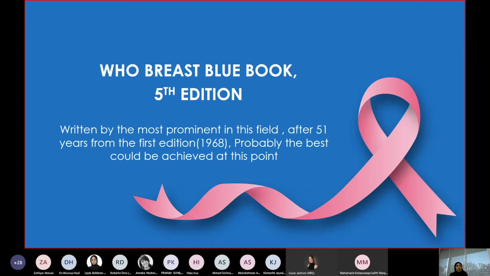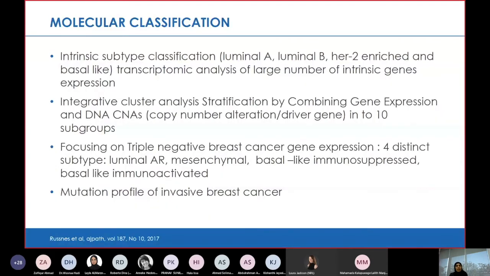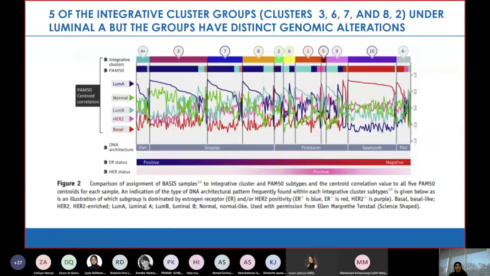So going back to triple negative breast cancer, they studied a different set of genes related to triple negative breast cancer, and they could identify 4 distinct subtypes: luminal, mesenchymal, basal-like immunosuppressed, and basal-like immunoactivated. So here, for example, in the basal-like immunoactivated cluster, there is room for immunotherapy for those patients.